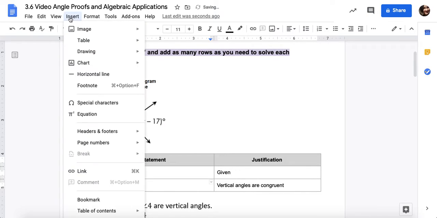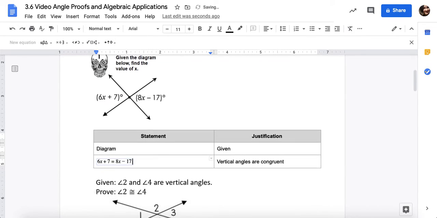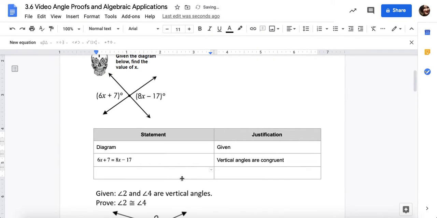Now here's another way we can do this. We can actually hit insert equation right here, and then when we type our math, it looks a lot better and it lets us use more symbols. Okay, so now I need to insert another row.